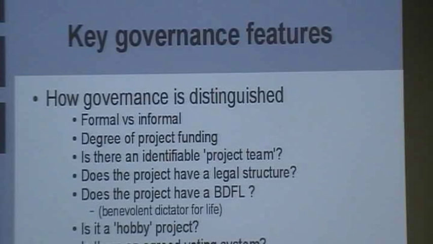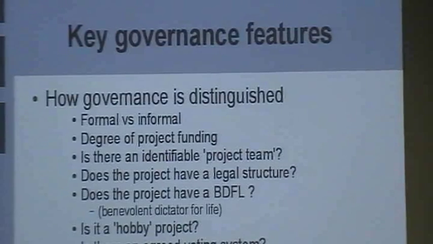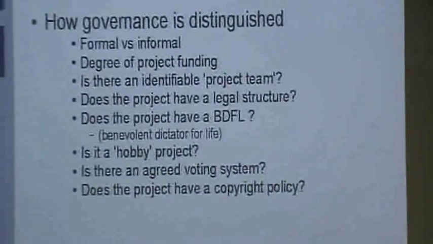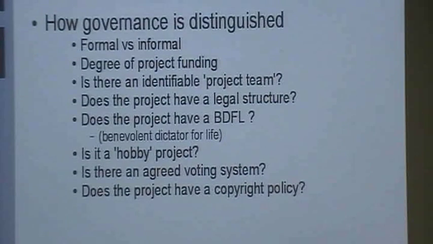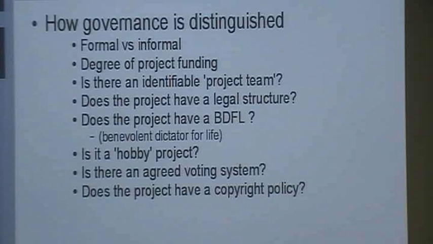Some free software projects have tens of millions of dollars of funding. The Mozilla project is one of the best known. The Mozilla project receives something like $70 million a year in funding from Google for advertising. And they have a much more formal structure: board of directors, financial officers, full-time employees, that sort of thing.